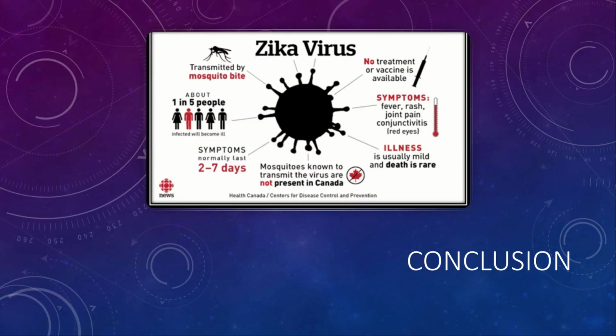In conclusion, the Zika virus is transmitted by a mosquito bite, and 1 in 5 people will be ill. Symptoms normally last 2 to 7 days, the illness is usually mild and death is rare, and no vaccines or treatments are currently available.